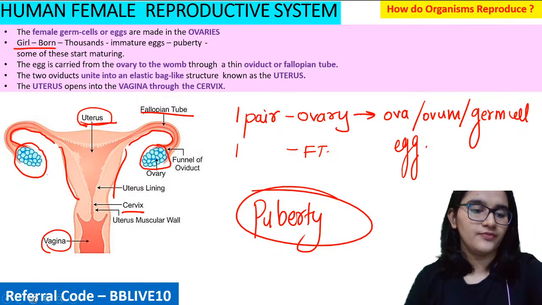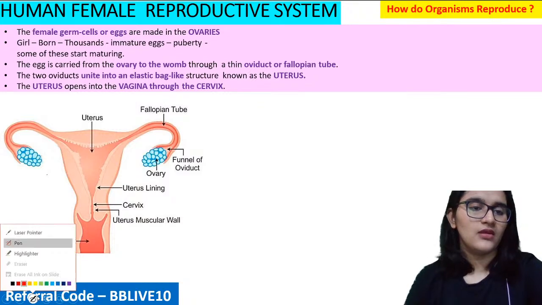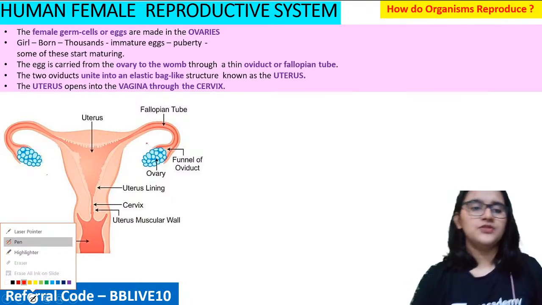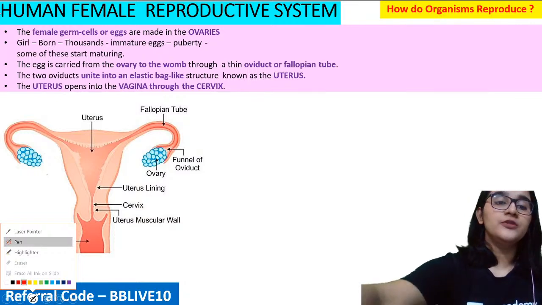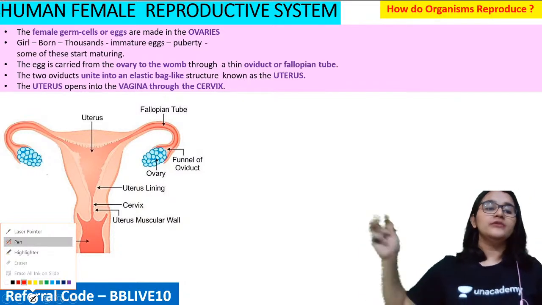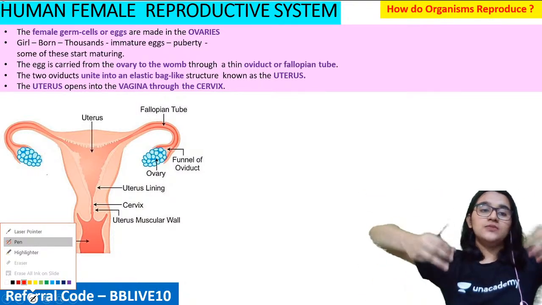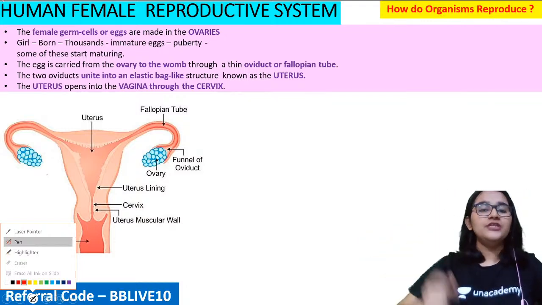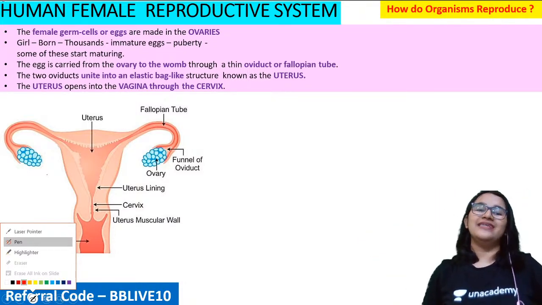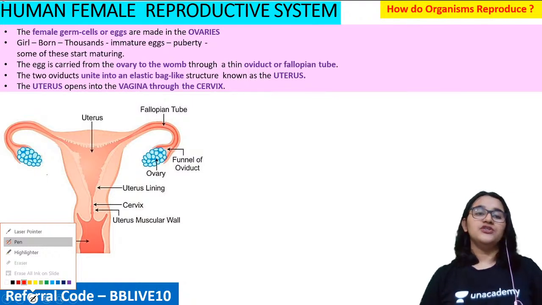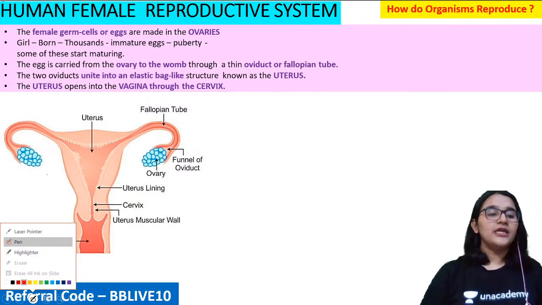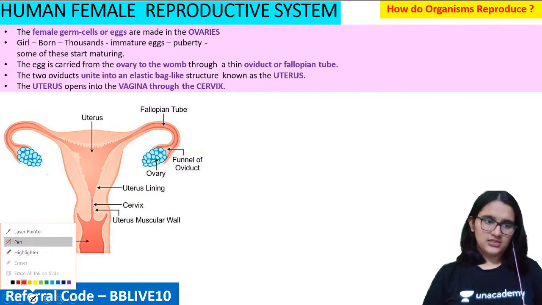Understood? So I can say I have a pair of ovaries which have a pair of fallopian tubes connected to them, and both of the connecting tubes come out in the uterus, a bag-like structure which opens through a narrow opening called the cervix into the vagina. So these are everything that you need to know about the anatomy of the female reproductive system.